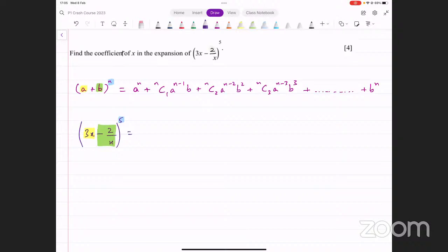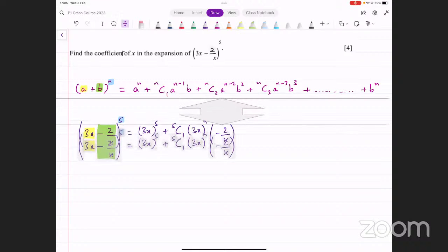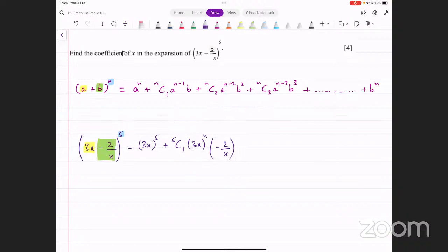Now, what do we do? We just input 3x in place of a. That's 3x whole raised to power n, where n is 5, plus nC1, that's 5C1, into a raised to power n minus 1, that's 3x whole raised to power 5 minus 1, which is just 4, into b, which is minus 2 over x, and so on. What you're going to do is stop at this point and think about what the powers look like for the first 2 terms.